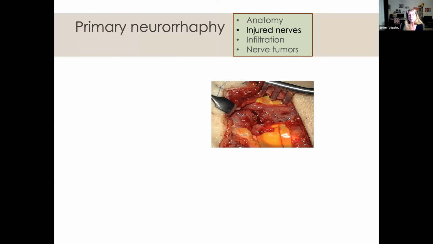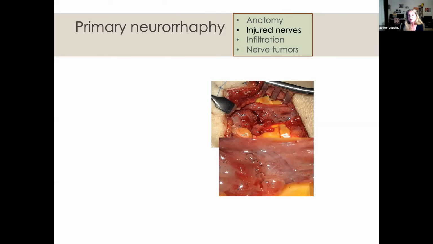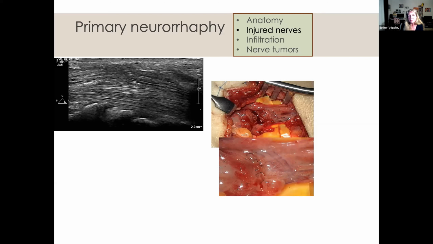Another example of a primary neurorrhaphy: you see here a 90% lesion, again, of a median nerve that has been repaired microsurgically. And you see here sonographically, it's very nice with the high resolution. Nowadays, you can even see the 9-0 stitches here. You see the distal and the proximal nerve fibers. There is a small area of scarring.